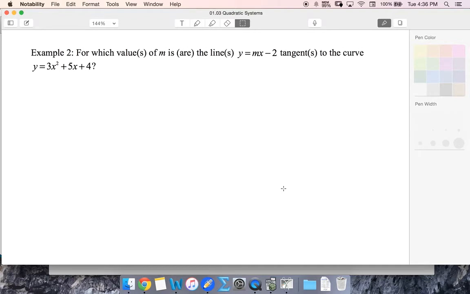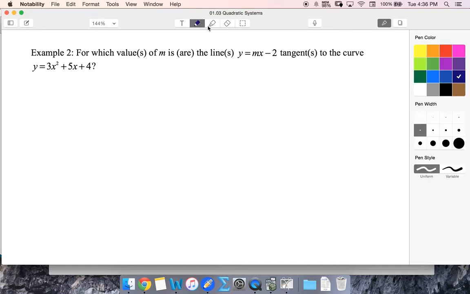So for which values of m are the lines, so we don't know yet if it's going to have 1 line or 2 lines, is the line mx minus 2 tangent? So that means meeting at one point, remember. So one solution, which immediately makes me think discriminant equals 0. But first, let's think about this picture.